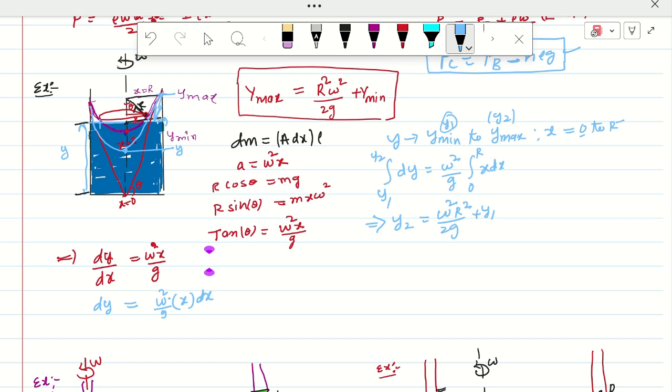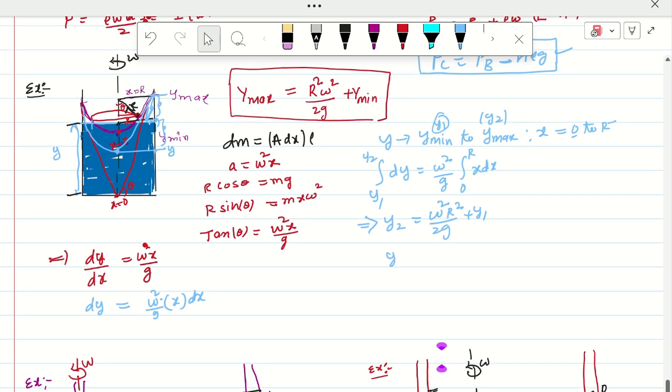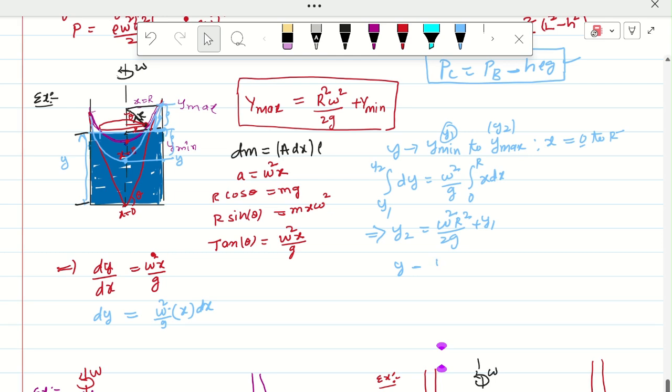So now this length is equal to y maxima minus y. And this length is equal to y minus y minima. So therefore, this point will be half of y maxima and y minima, y minus this length, y2 minus y2 plus y1 by 2, y2 minus y1 by 2. So y is equal to y2 plus y1 by 2.